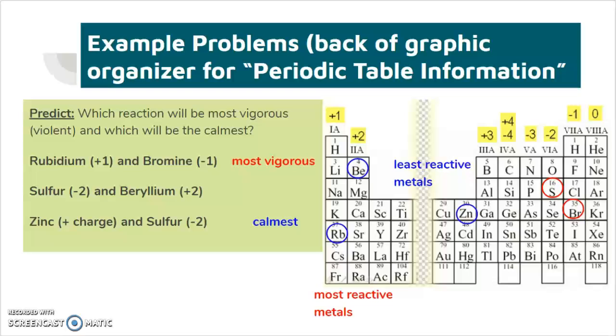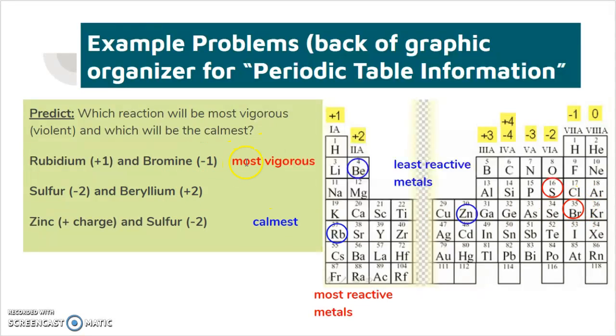Now, next question. Let's predict which reaction will be the most vigorous or the most violent. So which one's going to happen the fastest and the strongest, and which one will be the calmest, meaning the slowest and the most gentle. Okay, so to think about that, we need to look at how reactive each element is. Rubidium, is it a reactive metal? Well, our reactive metals are closer to the bottom left. So rubidium's right here. I would say it's pretty reactive compared to all the other metals to the right of it and above it. Bromine is right here, so it's a fairly reactive non-metal as well.